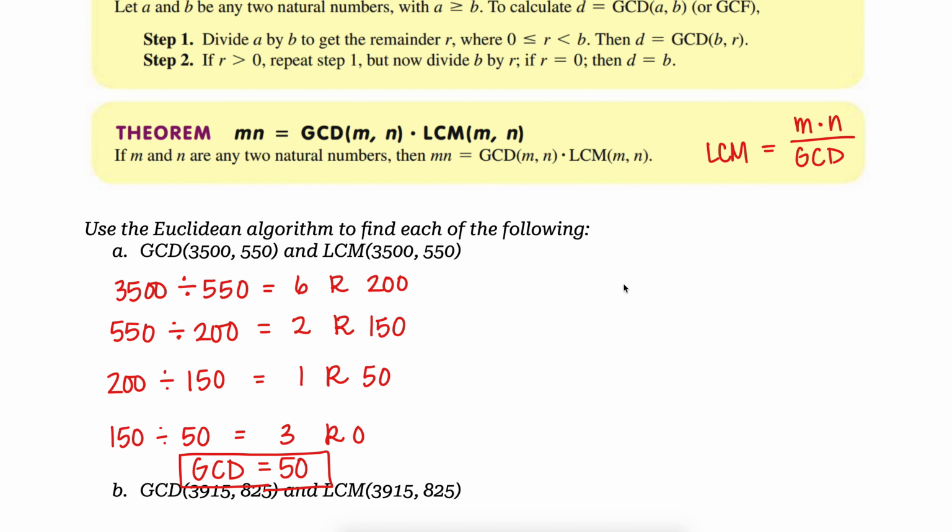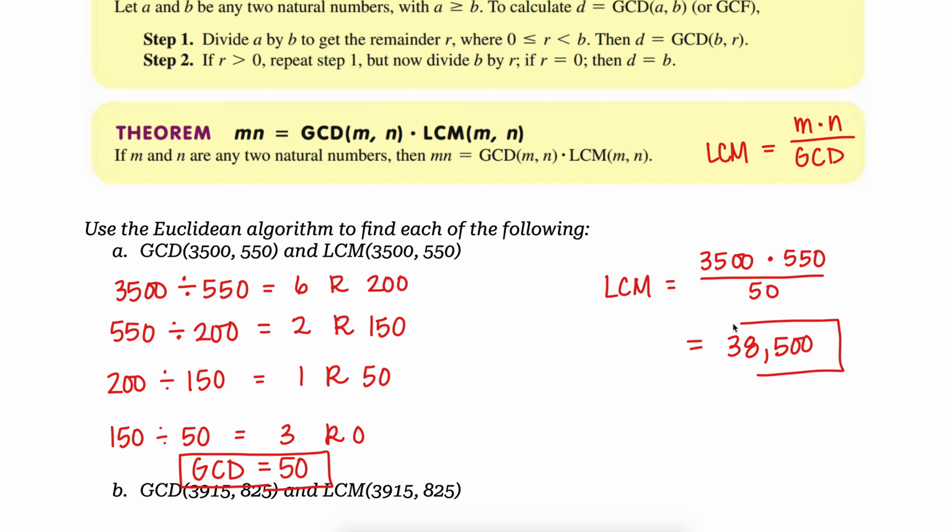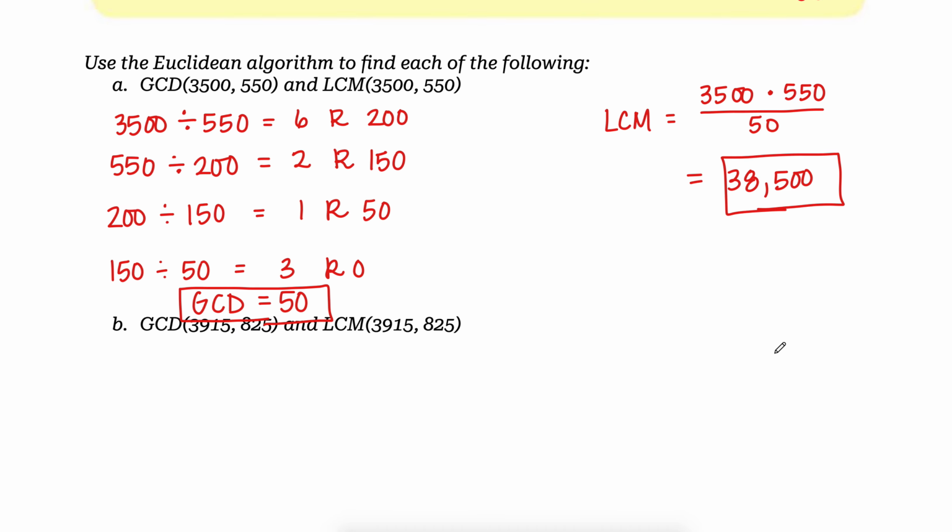To find the least common multiple, this is a lot easier. We're going to multiply the 2 numbers together. So 3,500 times 550 and divide that by 50. And again, calculator work, you can verify, but you just divide that out and you're going to get 38,500 for the LCM. So the second part, finding the LCM, is very quick, but I'll go through a couple more examples of this Euclidean algorithm.